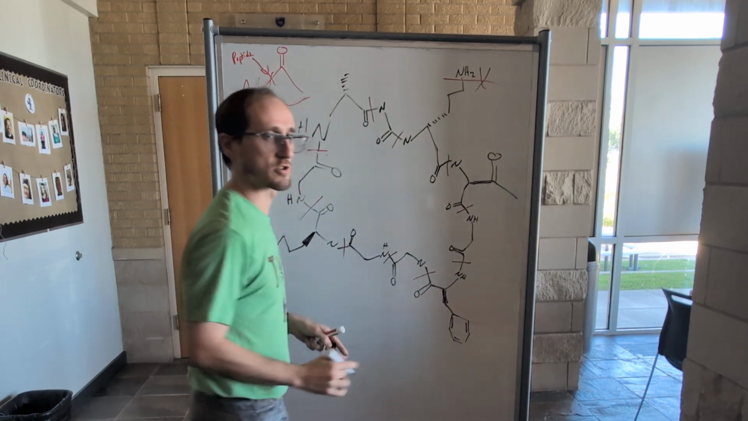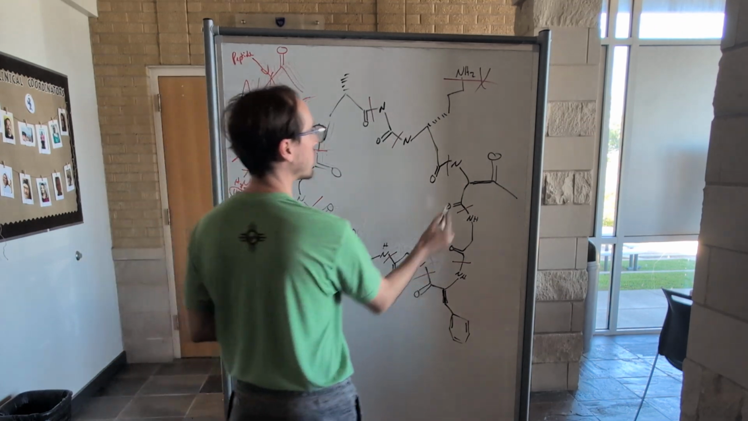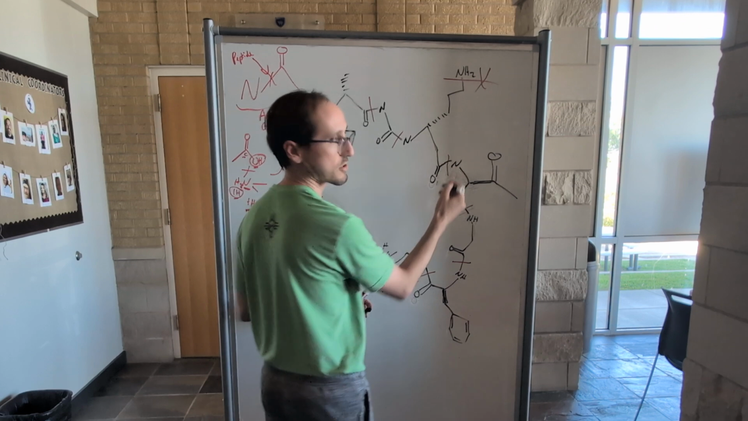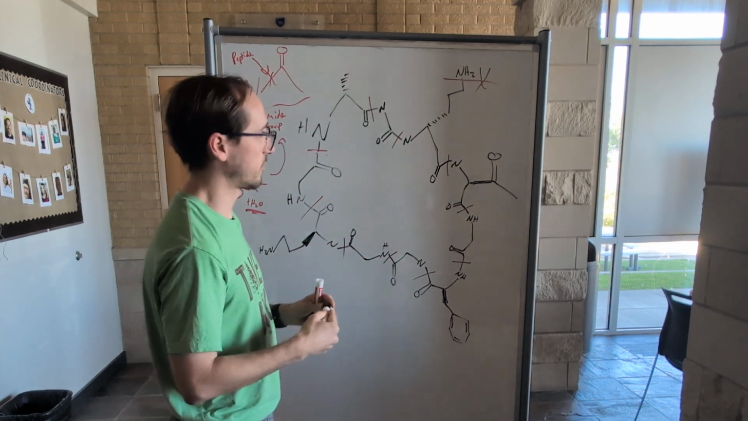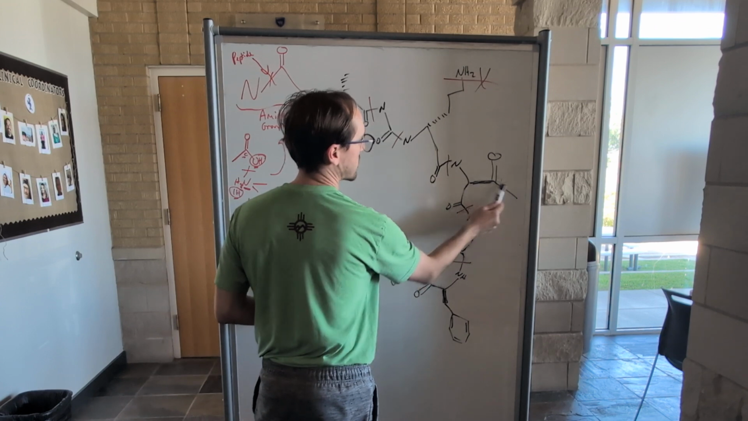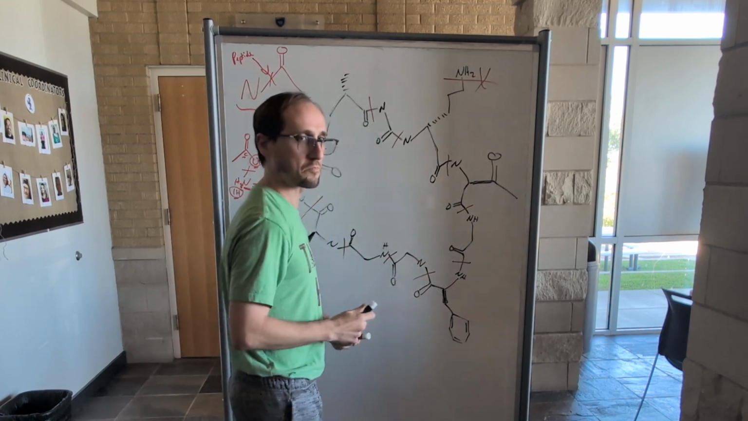There's not going to be a nitrogen over there. People go, oh, the nitrogen is right here, so I cut right here, and it's, no, it has to be directly next to that carbon. So if you see this, and you don't see a nitrogen directly next to this carbon, it's not a peptide bond.